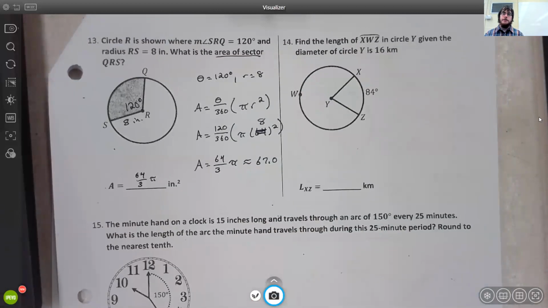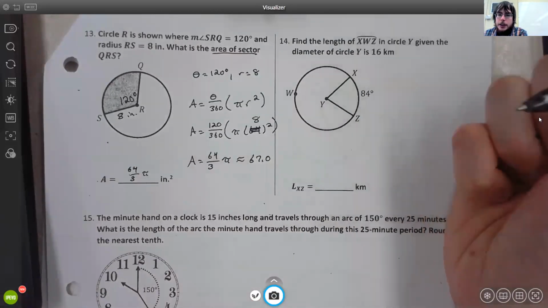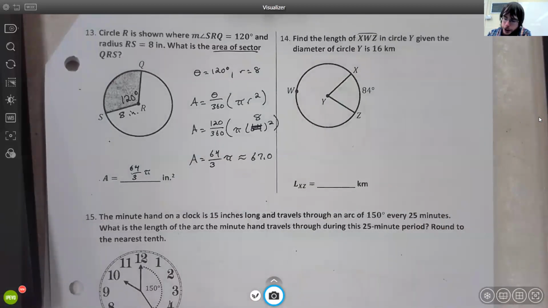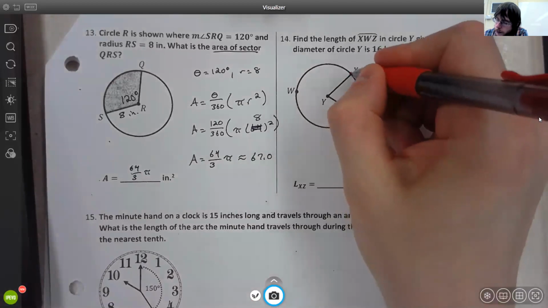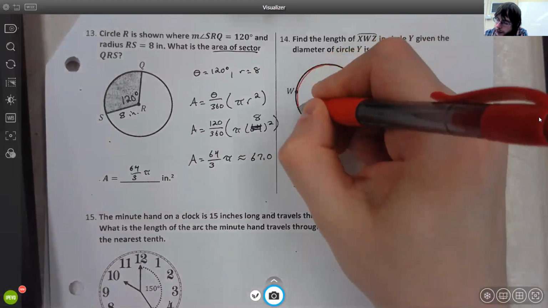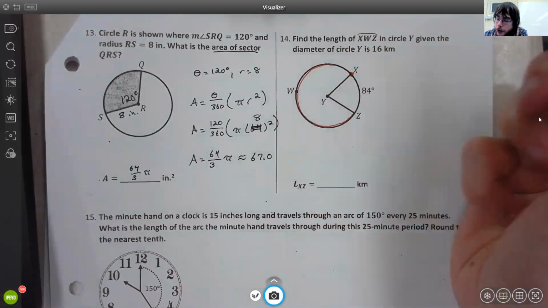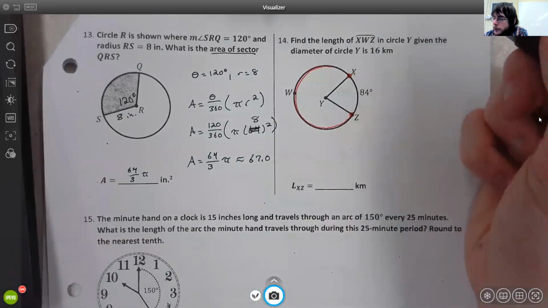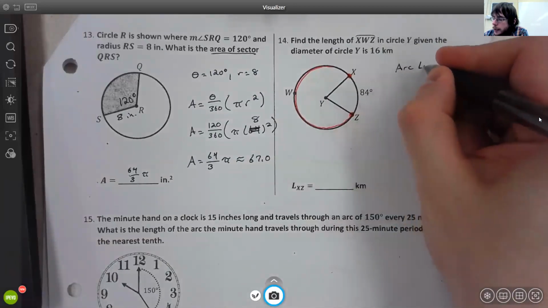Number 14 says to find the length of arc XWZ. So XWZ here is this arc highlighted in red. And you want to find the length, not the degree measure. Given the diameter of circle Y is 16 kilometers. So we're looking for arc length here.